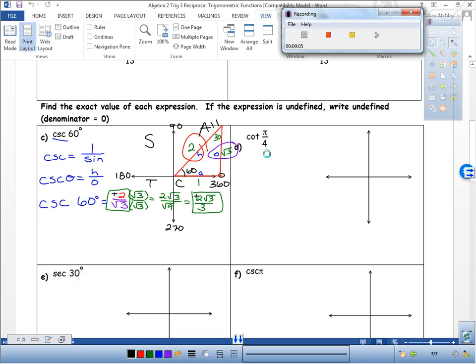Okay, cotangent of pi over 4. So we first need to convert pi over 4 into degrees. So we use our proportion.